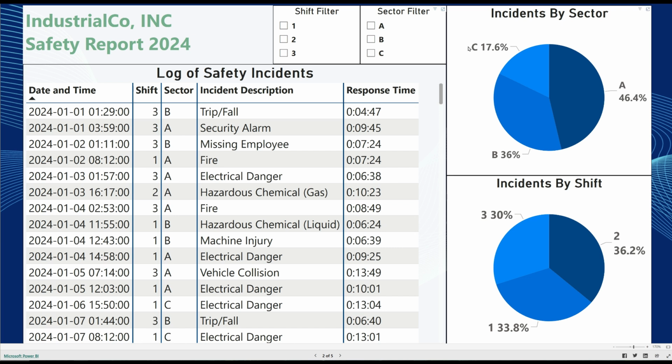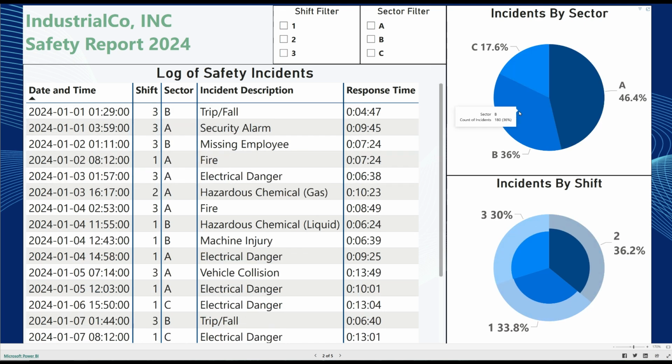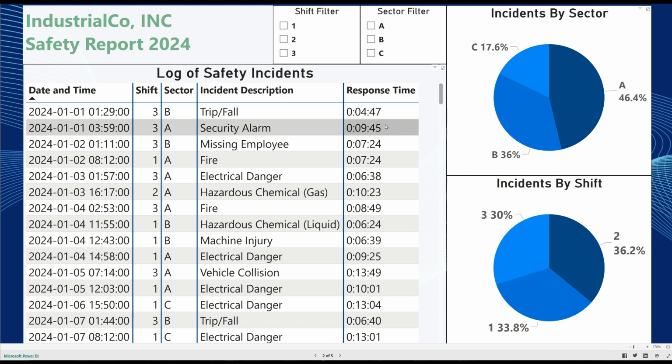On the right, we have these two pie charts that break down incidents by sector and by shift, and these will also act as a filter. So again, if I want to look at just sector B, click on that, and I only have sector B over on my log.